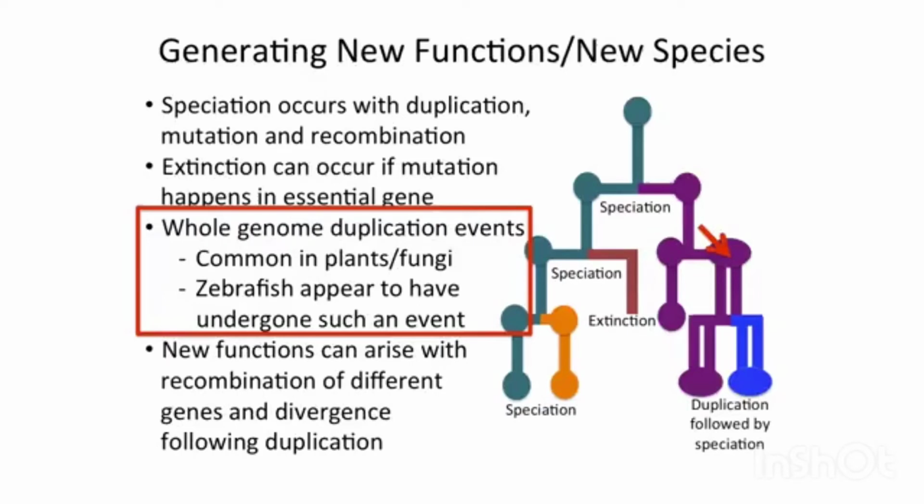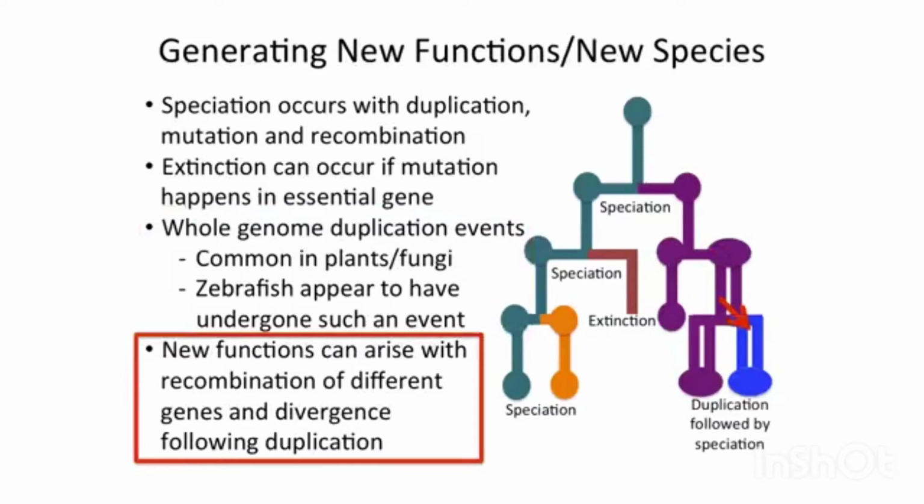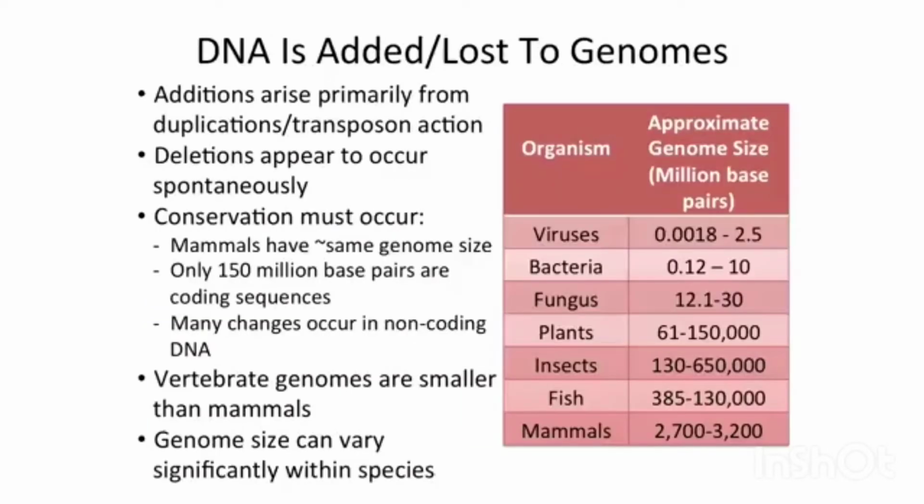During replication, chromosomes do not separate into two separate cells but stay in the same cell, so the entire genome is duplicated. In some cases, that can happen more than once, yielding higher order numbers of chromosomes and allowing still more differentiation. Following duplication, divergence of function and even new functions can arise with recombining different genes and even yield a new species. So the genetic material of living organisms is not as permanent as we might think, with additions that arise from duplications and from transposon action.